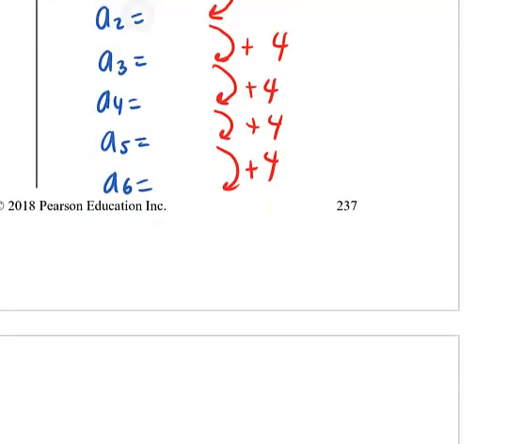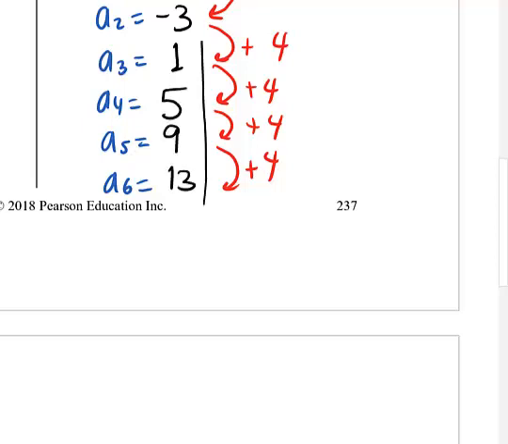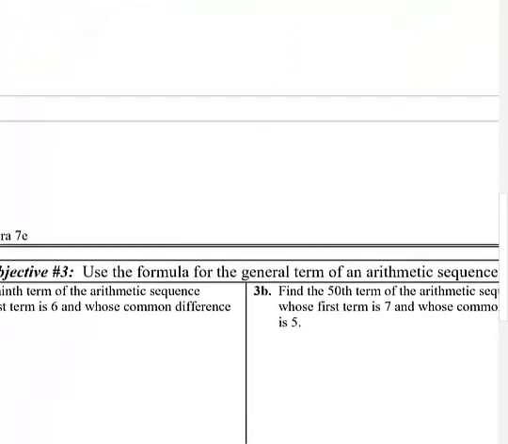So second term, -7 plus 4 should be -3. If I add 4 to that, I'll get +1. +1 plus 4 is 5. 5 plus 4 is 9. 9 plus 4 is 13. So those are the first 6 terms of that arithmetic sequence. Not too bad.